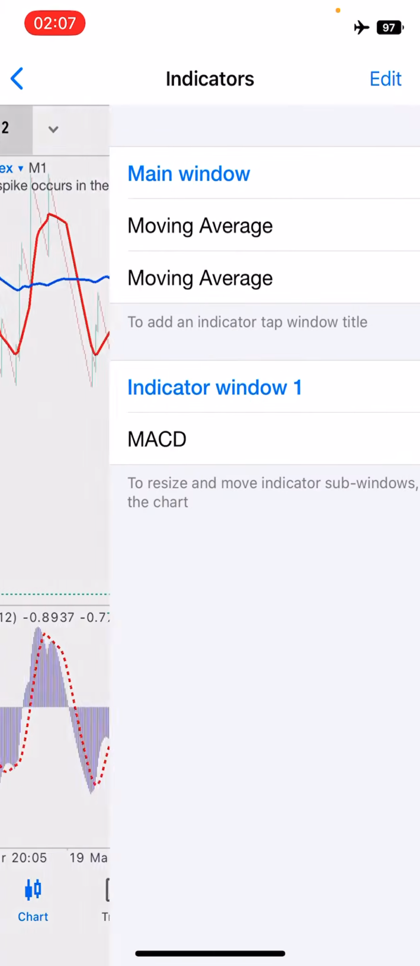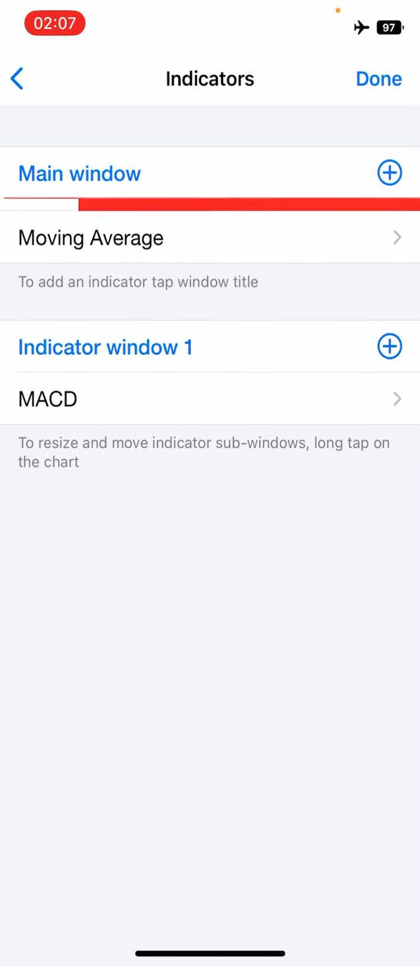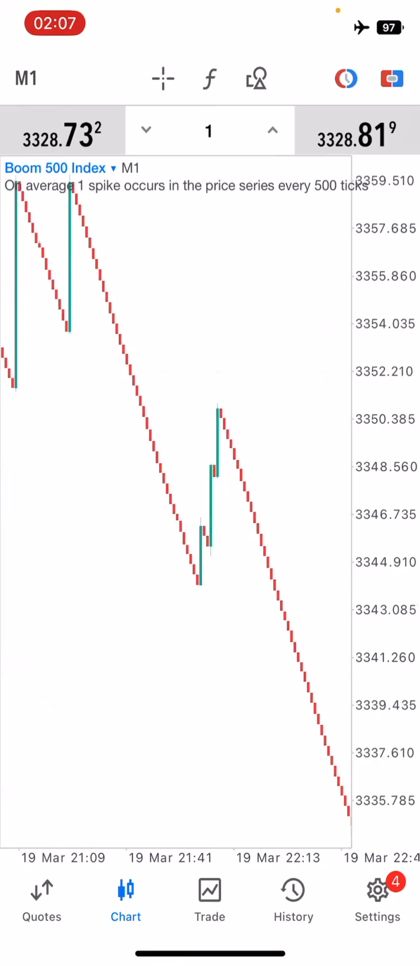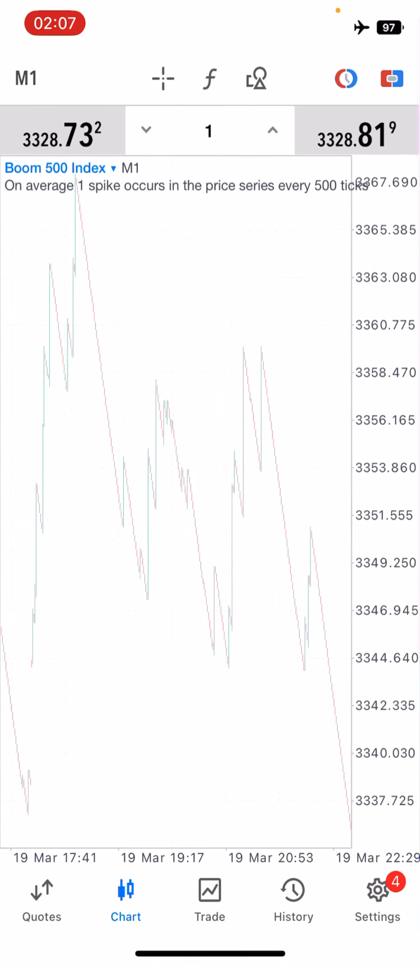Okay, so what I'll do now is I'll remove all the indicators that I have on my screen, and then we'll be able to do this step-by-step process of installing this strategy.